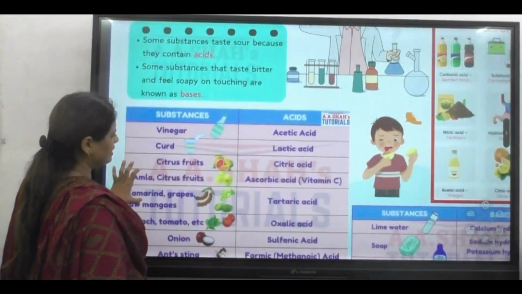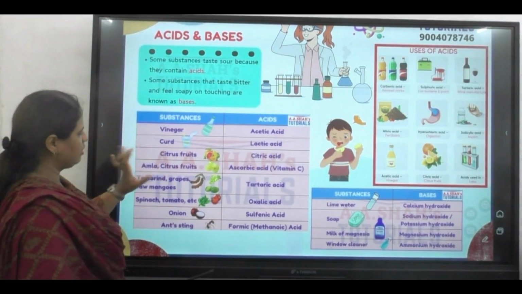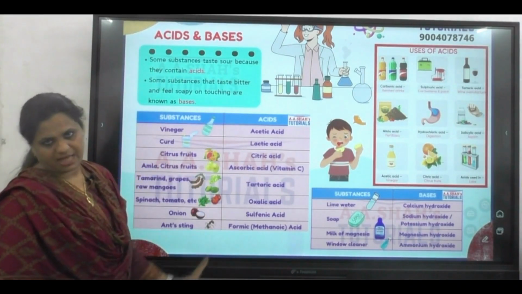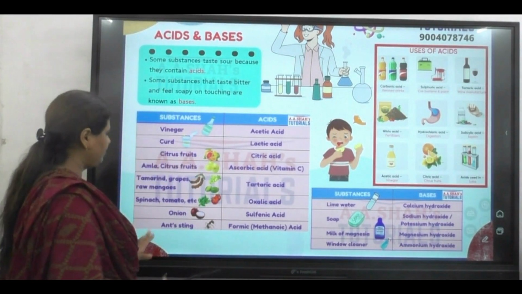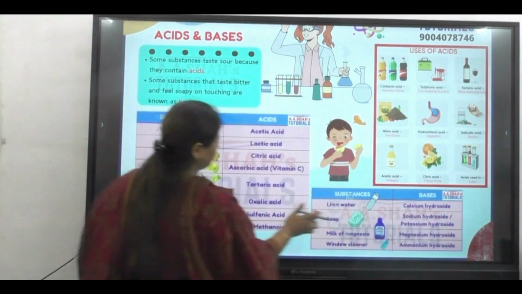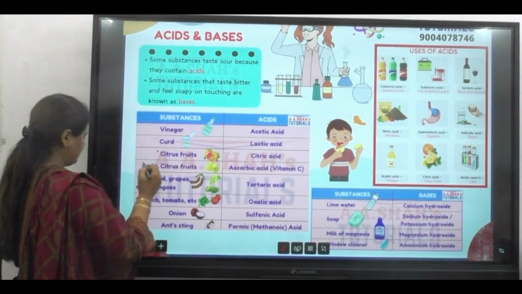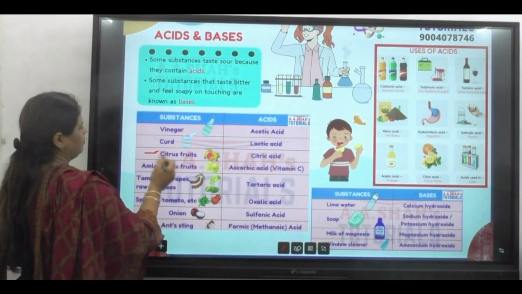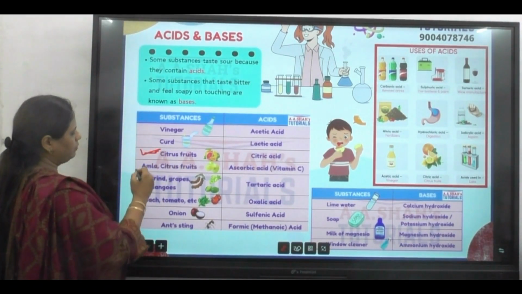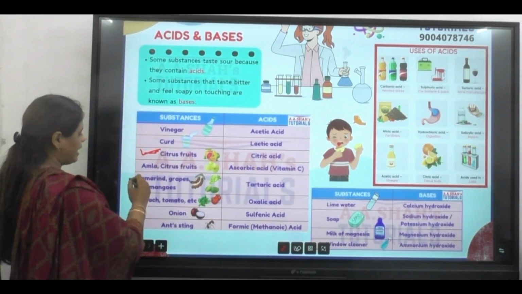Here you can see this is the list which you need to remember. Some standard, commonly used substances and the acids they have. This list is very important. We have already seen a few of them, like citrus fruits having citric acid. So you know about them. Then you already know about grapes. As I told you, grapes have tartaric acid.